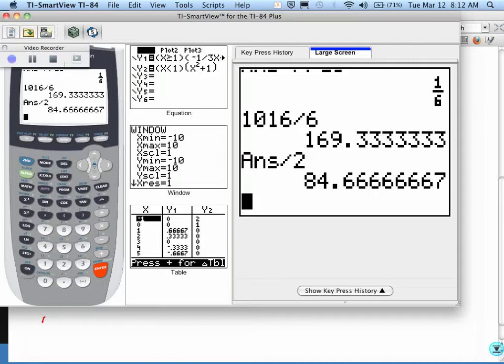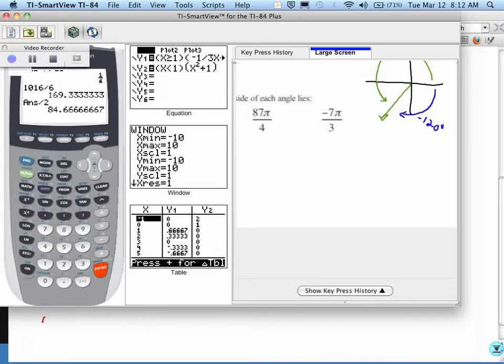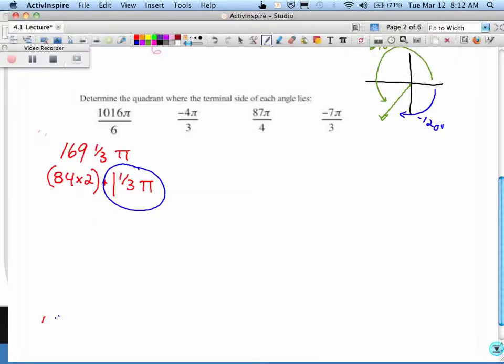So we need to figure out where 1 1/3 pi is on the circle. Let's go back to our circle, or you can just draw it right here. This is 0 or 2 pi. This is pi over 2. This is pi. This is 3 pi over 2. You have that on your first page. Where does 1 1/3 put me on this thing?